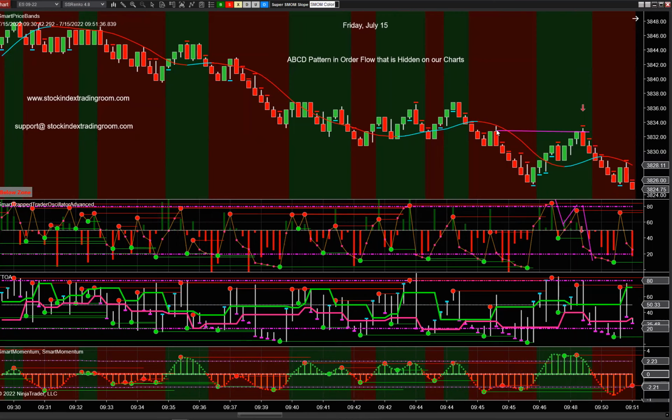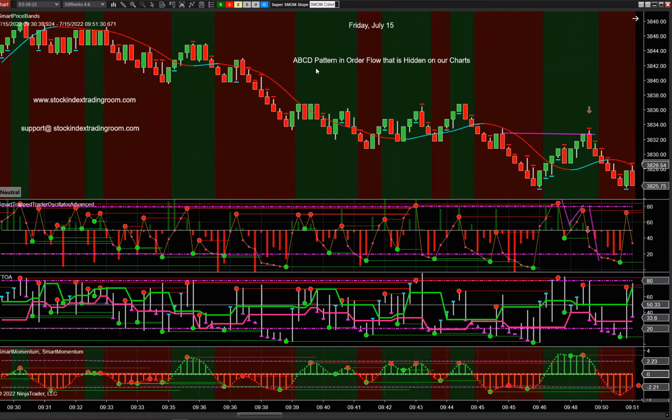And then we'll teach you how to look at structure and say, okay, if you want to hang in here, we're probably going to take this out. So that's it. I'm going to cut this one off. ABCD pattern and order flow that you won't ever see on your chart on your price, but we can see with the indicator and with Trap Trader Oscillator, reading order flow as it does, really, really advanced techniques to get into the market, right place, right time.